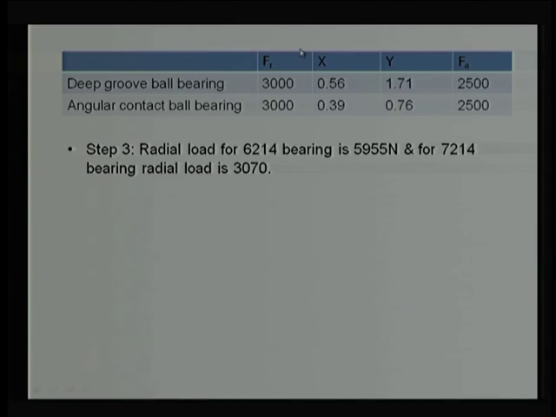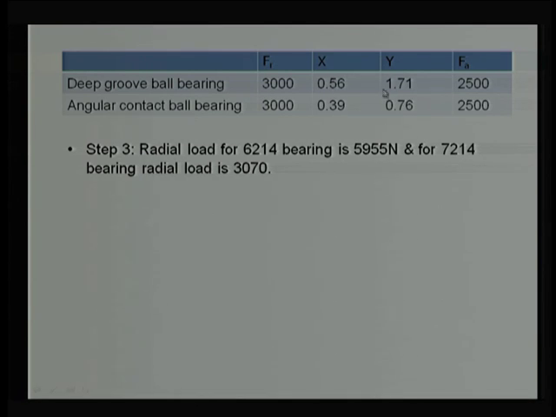Whatever I mentioned in the previous slide is the same thing over here. FR is 3000 for both the bearings. X is 0.56 for the deep groove ball bearing, and for the angular contact bearing it is 0.39. So we multiply 3000 by 0.39. Actually, this multiplication will be lesser than multiplying 0.56 by 3000, because this parameter is lesser than this.